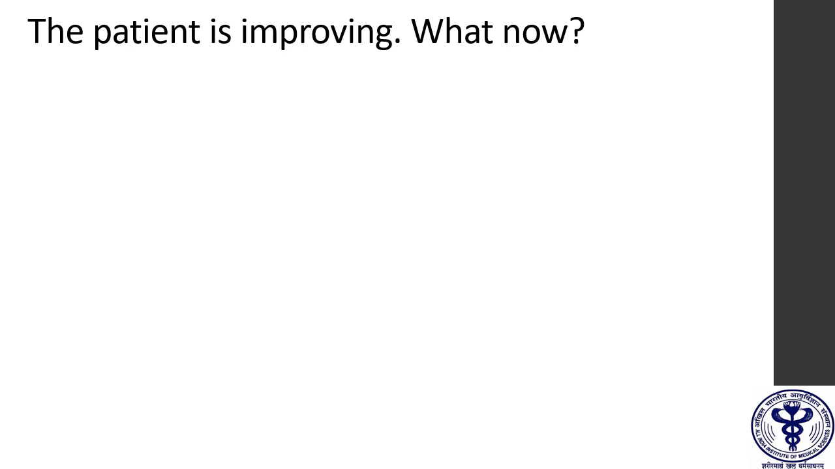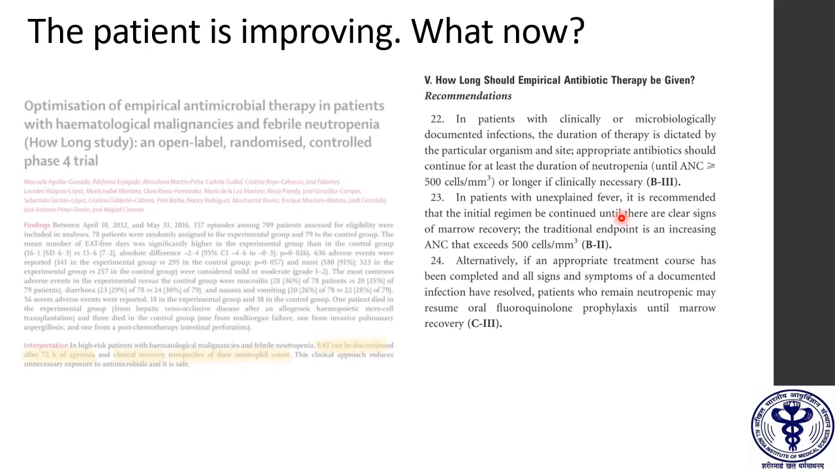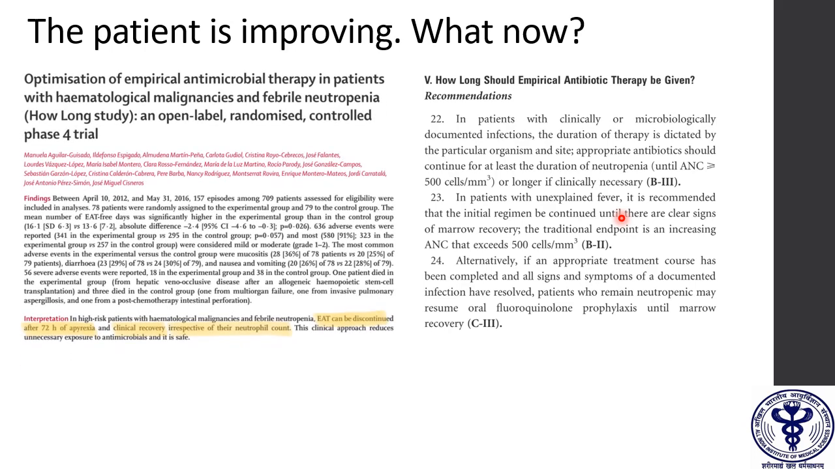So recall that in the previous flowchart, we had started the patient on IV empirical antibiotics and we had to reassess after 3 to 5 days. So what if the patient is improving? The decisions to be taken now are regarding de-escalation of antibiotics and stopping of antibiotics. The guidelines in this scenario are the IDSA document of 2011, which said that the appropriate antibiotics had to be continued at least till the duration of neutropenia, that is until the ANC recovered. However, we have another theory which was given by the How Long study that said that the empirical antibiotic therapy can be discontinued after 72 hours of apyrexia and clinical improvement, irrespective of the neutrophil count.